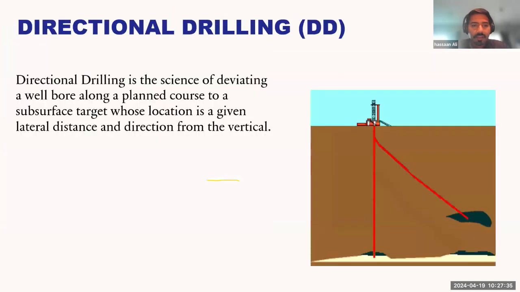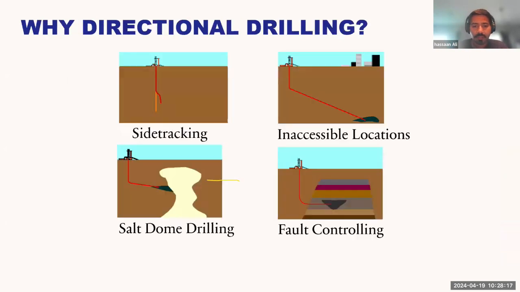Directional drilling. Directional drilling is a science in which you deviate a well bore along a planned course to a subsurface target which is different from or away from your surface location. So there is a subsurface location and there is a surface location. In directional drilling, your subsurface location is not going to be the same as your surface location. So essentially, you are trying to access a resource which is away from your rig point, and that is where directional drilling happens.